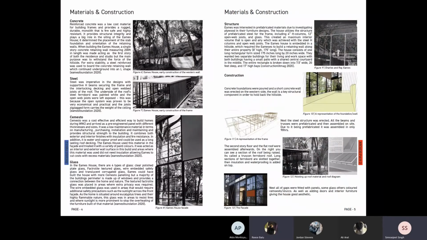I looked at different materials in the Eames house. I looked at concrete. They built a concrete retaining wall to withstand force up the hillside. Also looked at steel. They used prefabricated steel for the frame and used different types of glass for safety precautions and to allow sunlight through.